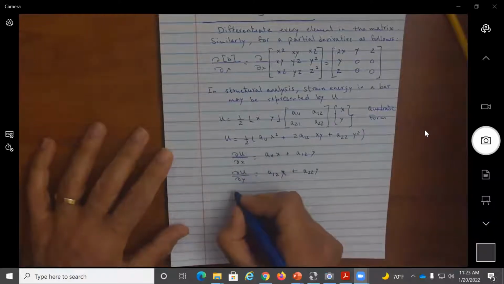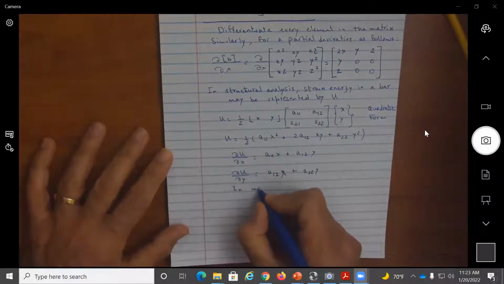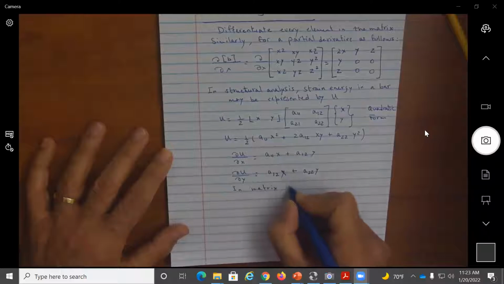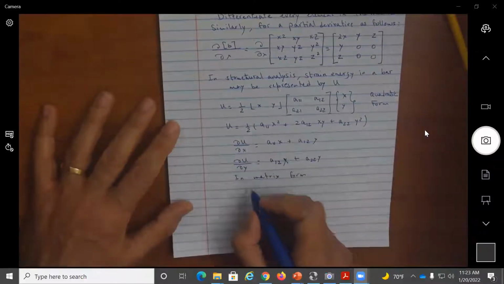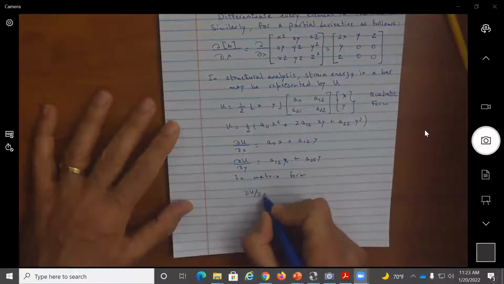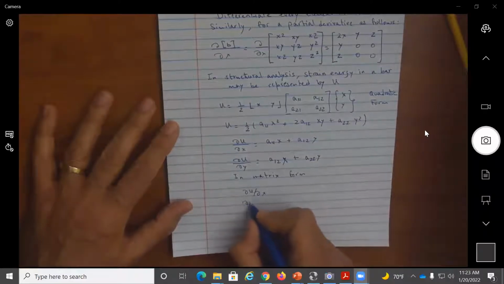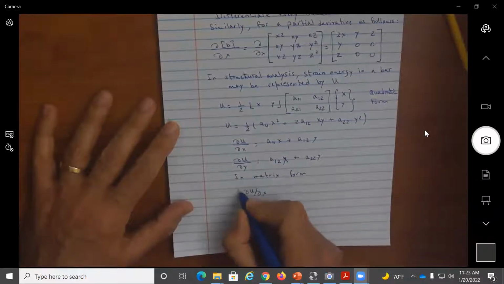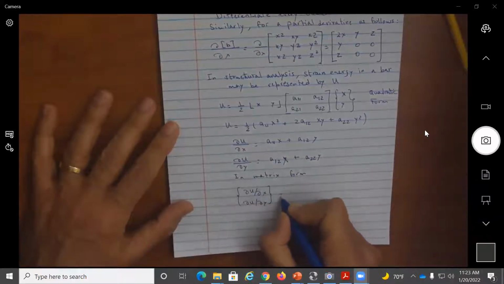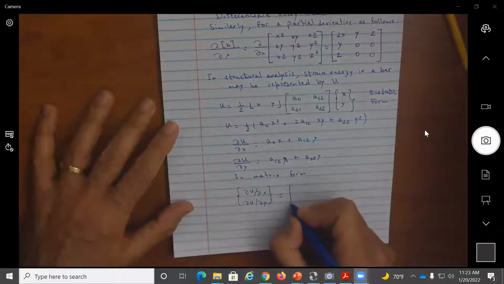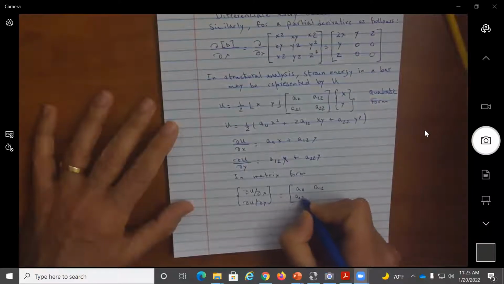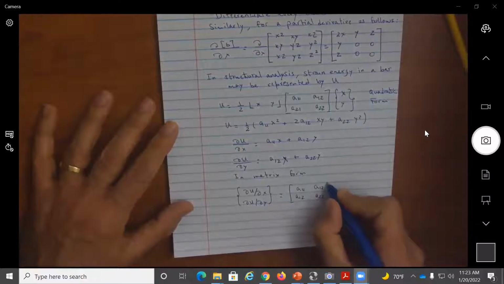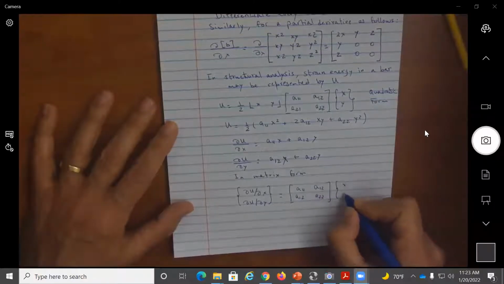I can express this in matrix form as du by dx and du by dy is equal to A11, A12, A12, A22 multiplied by x and y.